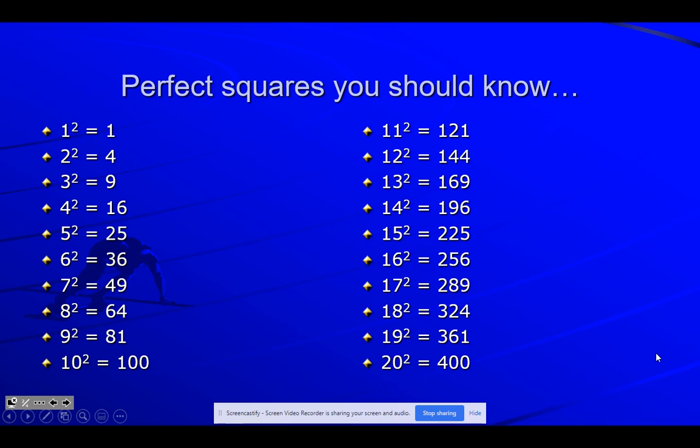So you need to know that, for example, when you square 6, you get 36. And likewise, when you take the square root of 36, you get 6. It is important to know them in both directions. If there are any of these that you don't know, please make sure you are writing them down.